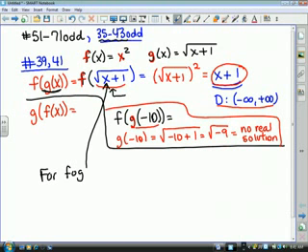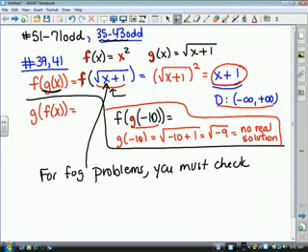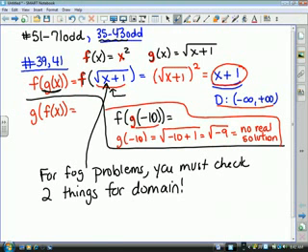For f of g problems, you must check two things for domain. What those two things are, they are the final answer. And second, what you plugged in.